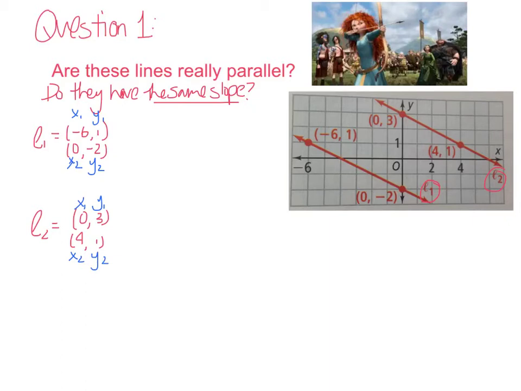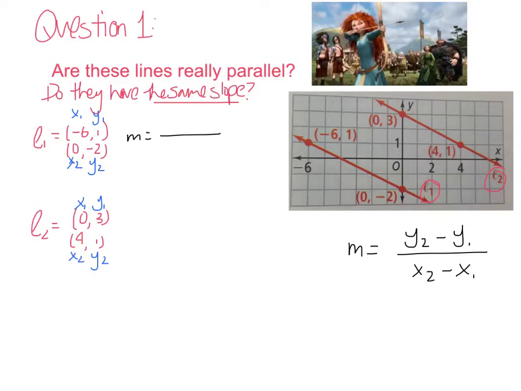And the reason I'm doing that is because I remember that the slope of a line is the change in the y values over the change in the x values. So I'm going to use this information to find the slope of both lines. So let's see what we get here.